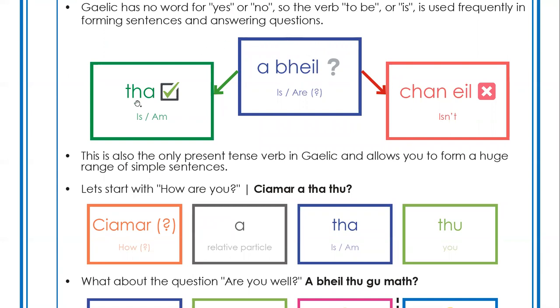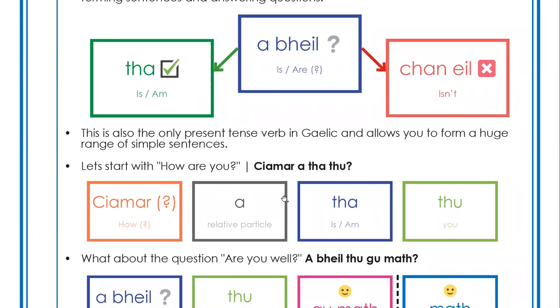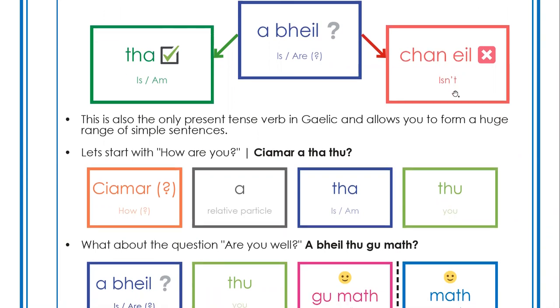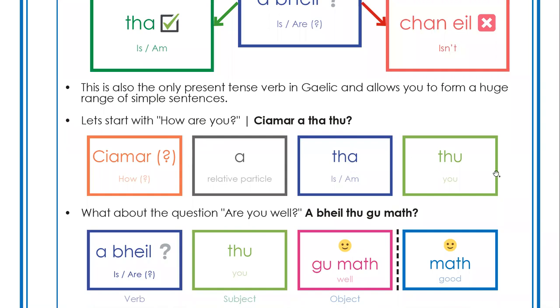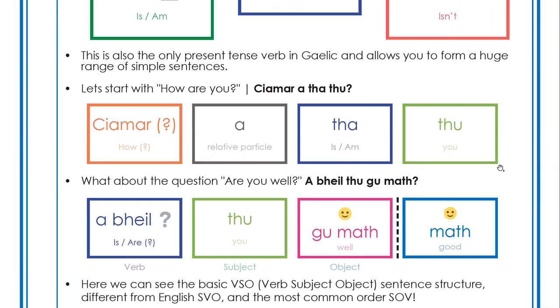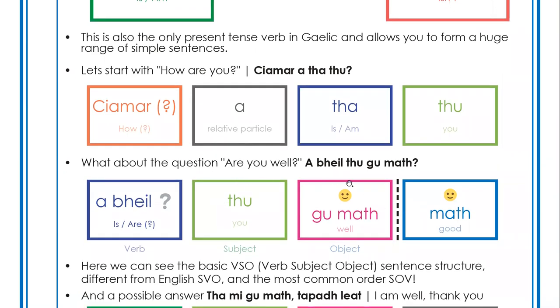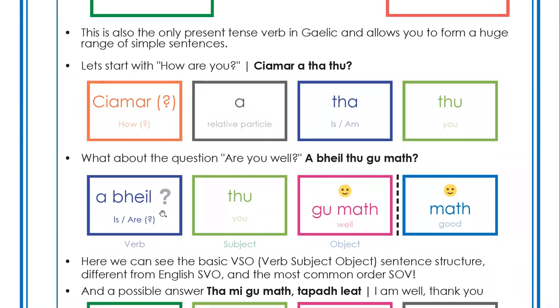A bheil, tha, chan eil. So it's worth just repeating those. And as we go through this, after I've said the sentence, it's worth repeating that out loud yourself. So a bheil, tha, chan eil. Ciamar a tha thu? A bheil thu gu math?